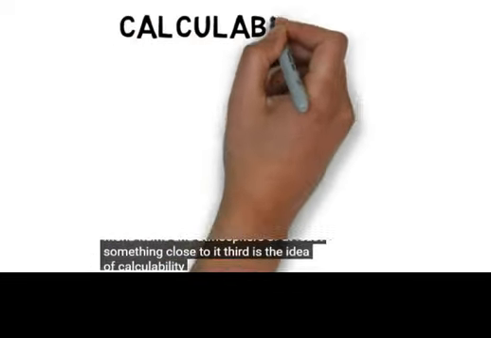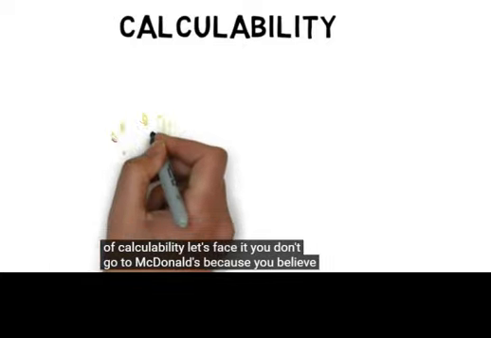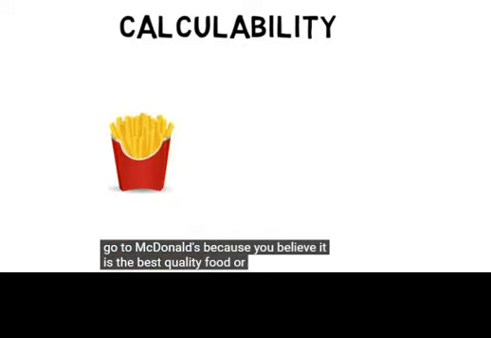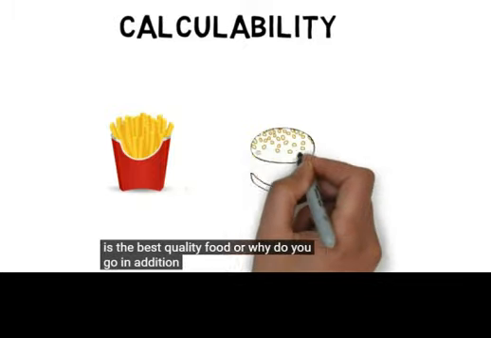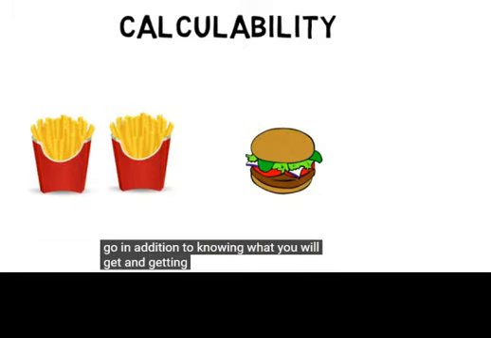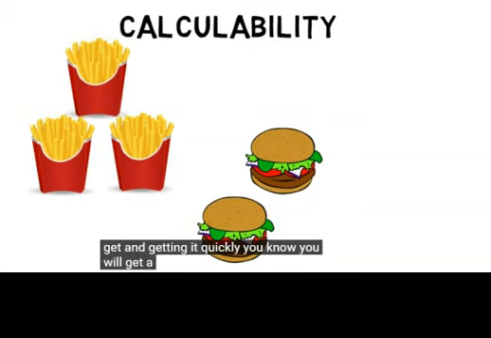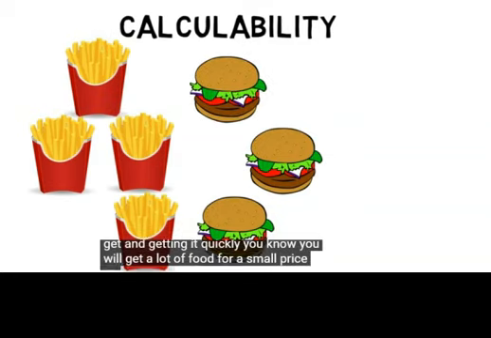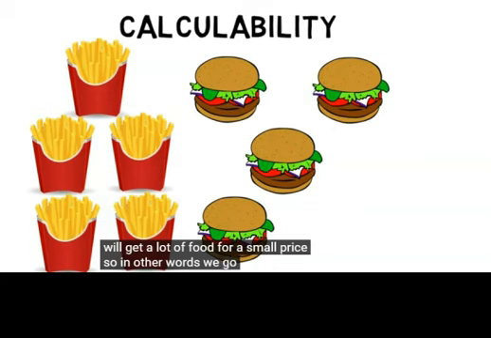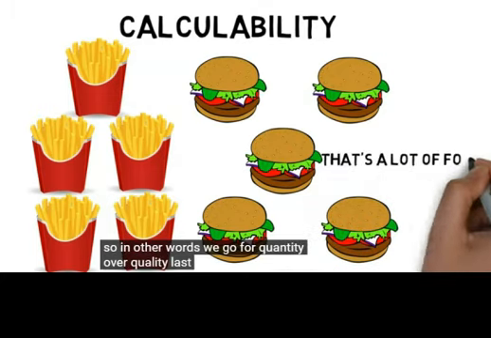Third is the idea of calculability. Let's face it, you don't go to McDonald's because you believe it is the best quality food. Well, why do you go? In addition to knowing what you will get and getting it quickly, you know you will get a lot of food for a small price. So in other words, we go for quantity over quality.